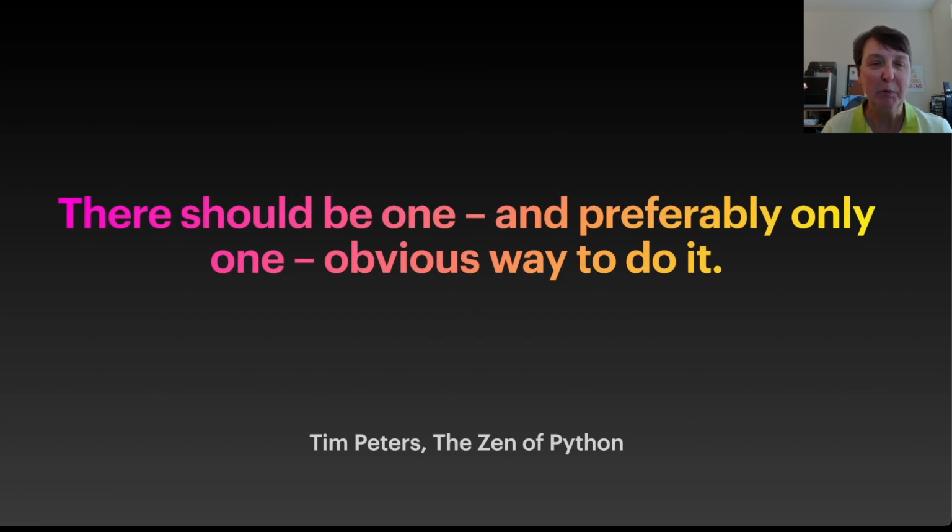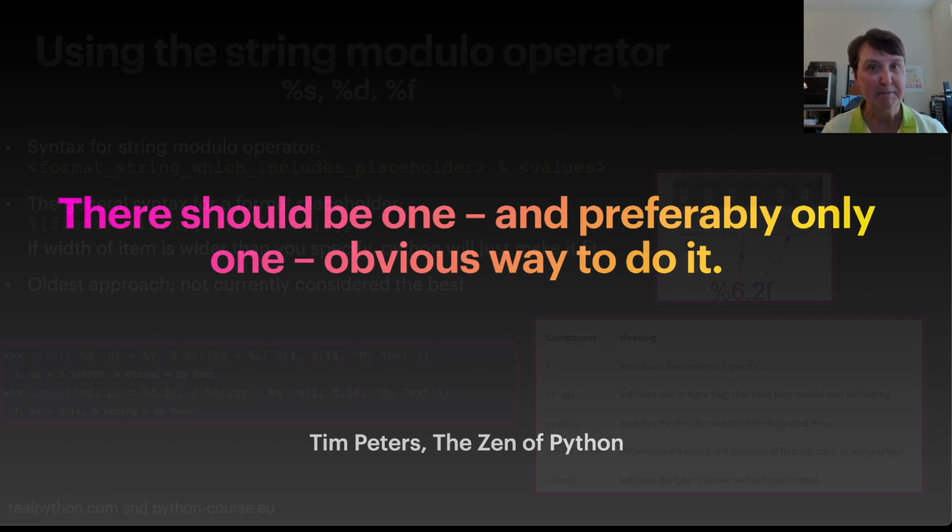I've seen this quote before: there should be one, and preferably only one, obvious way to do it when it comes to accomplishing a task in Python. But as you saw in the introduction, there's several ways we can format output, but some are more preferred than others. But let's start at the beginning.